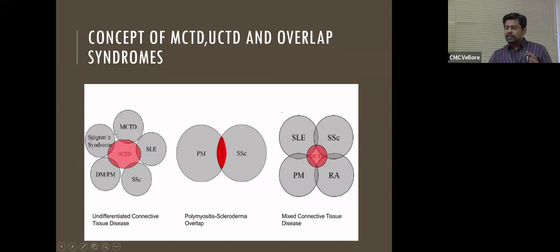While undifferentiated connective tissue disorder are diseases where you have some serological evidence, some clinical evidence, but not enough to diagnose them as a particular disease. We'll talk about it in detail later.